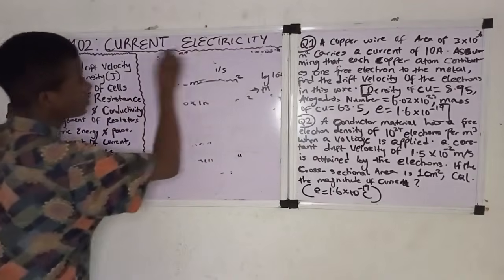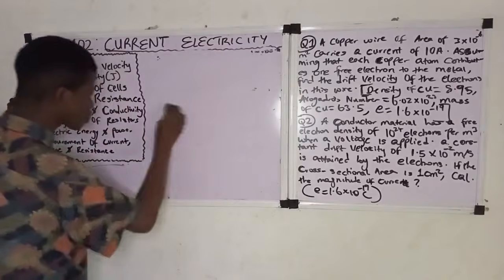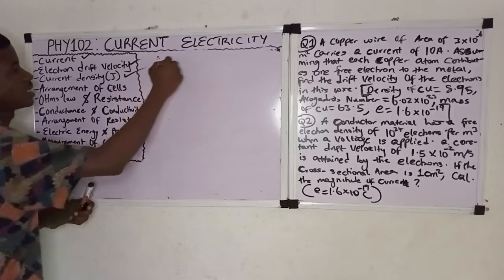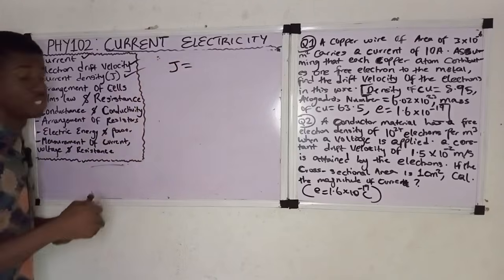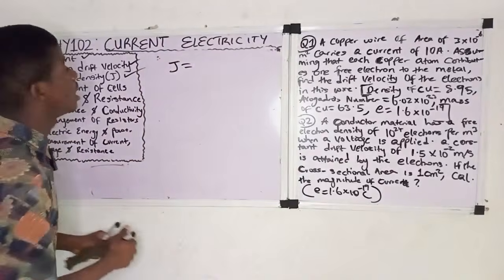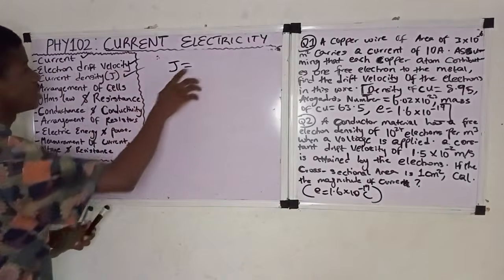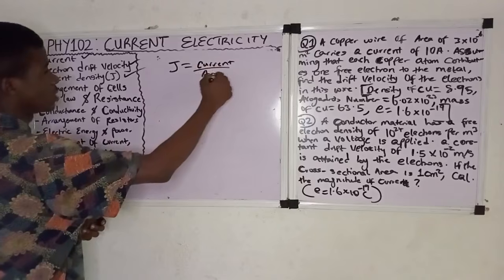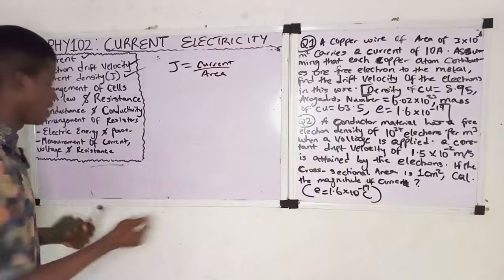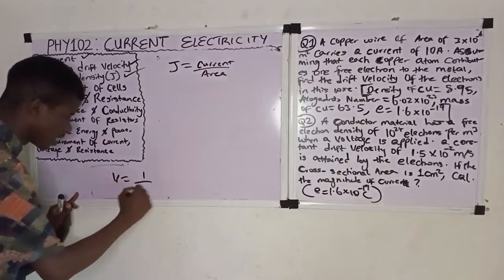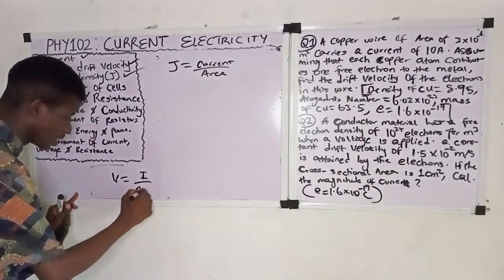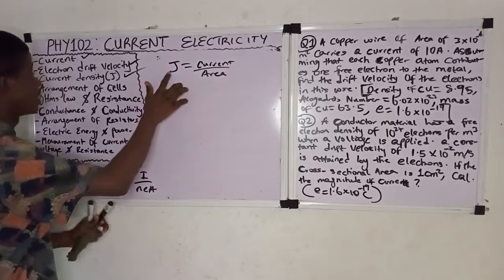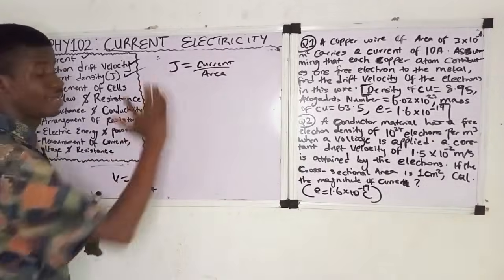Now, what is current density? Okay, so it's very easy. Current density is represented by the symbol J. It is a vector quantity. Current density is current per area. That is just it. Current per area. That is current density for you. Drift velocity was 1 over n, I mean current over what? NEA, right? So now current density is represented by the symbol J, equal to current per area.